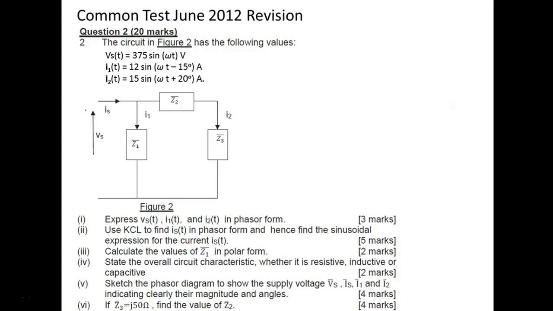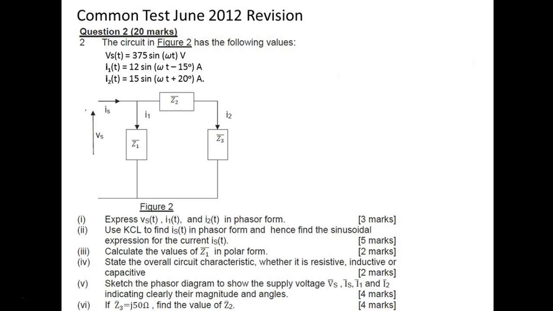Hi, now we look at the Common Test June 2012 paper revision, question 2. This is one of three long question types found in the Common Test. In this question, the circuit, figure 2, has three impedances, Z1, Z2 and Z3, and information provided includes the voltage supply waveform Vs, and the branch current waveforms IT, I1t and I2t.